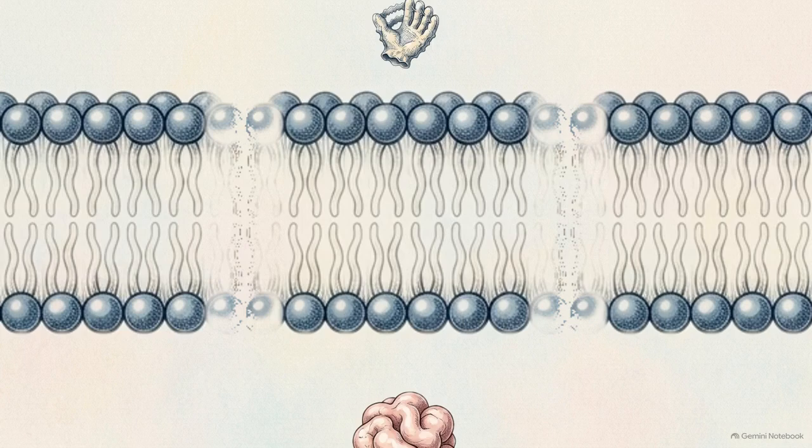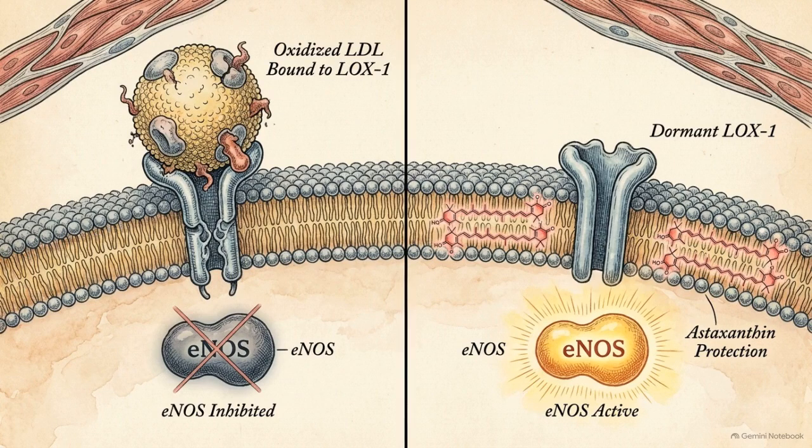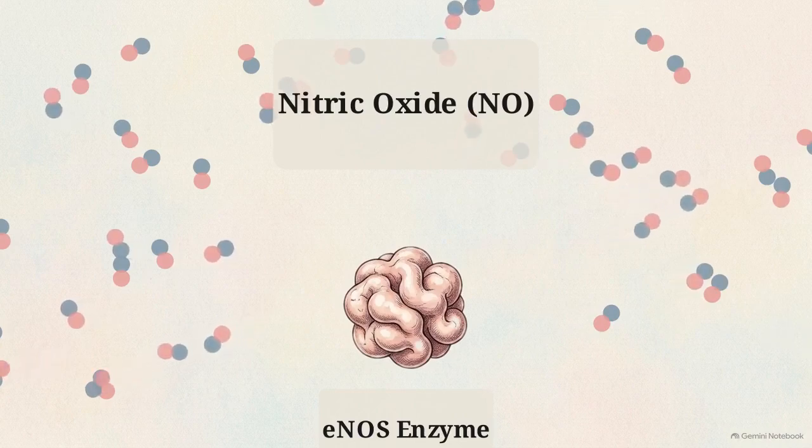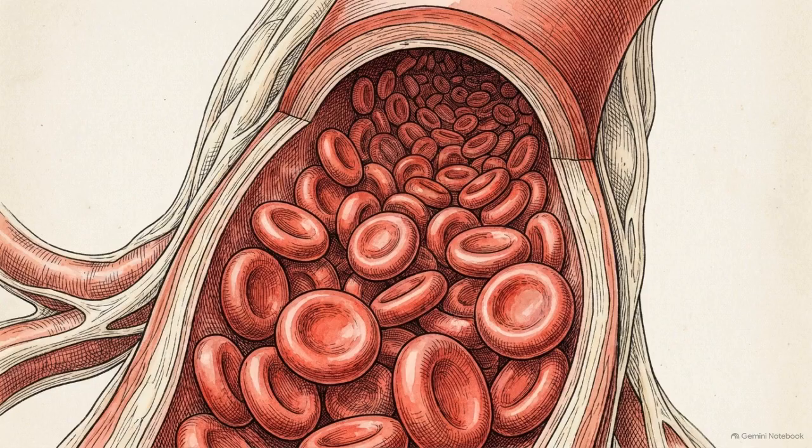Oxidized LDL binds directly to this LOX1 receptor, a signal that usually causes the cell to shut down endothelial nitric oxide synthase, or eNOS. However, as we see here, native unoxidized LDL cleanly bypasses the LOX1 receptor, leaving eNOS to function normally. Because astaxanthin prevents initial lipid oxidation, the LOX1 receptor remains unactivated, protecting the cell's ability to keep eNOS active. By limiting the triggers for eNOS inactivation, astaxanthin supports the sustained production of nitric oxide. This gas is required to maintain healthy vascular tone and allow for proper vasodilation.